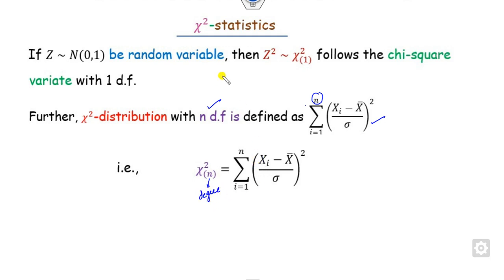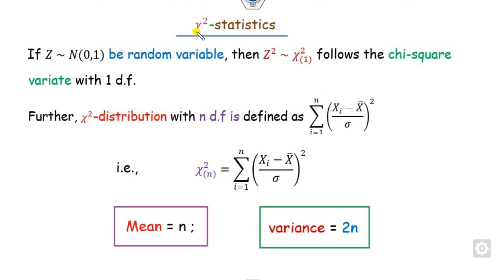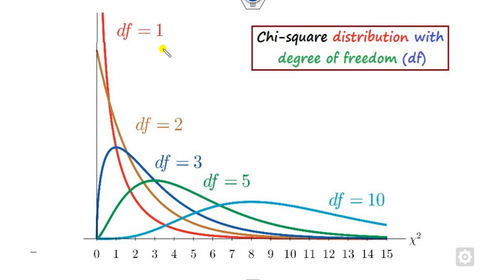Also, from the PDF of the chi-square distribution, you can easily find that the mean is nothing but n, where n is my degree of freedom, and the variance is 2n. Also, if you increase the degree of freedom from 1, the graph will look like this. Whenever the degree of freedom is 1, it is like here. Similarly, when the degree of freedom is 2, you can write like this, and so on. You can see that the graph will be flattened more and more. So this is the variation of the chi-square distribution with respect to the degree of freedom.